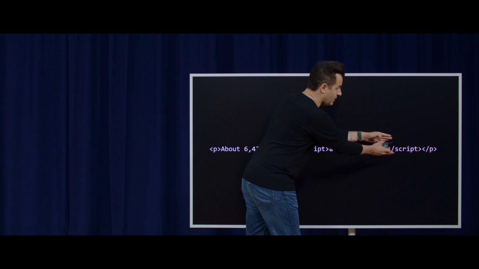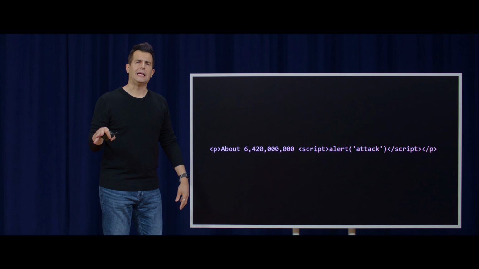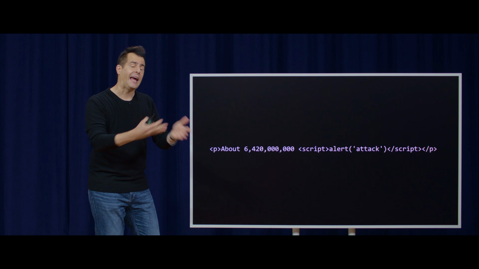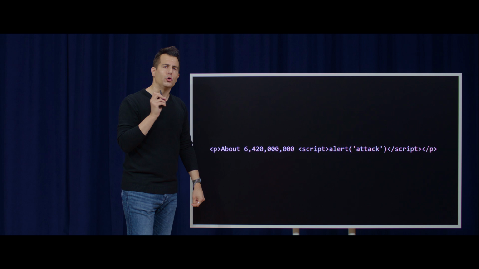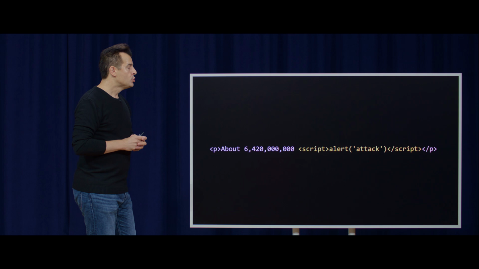So if Google is just blindly copying and pasting what I, the human, am typing in, I might trick Google into rendering HTML that Google did not intend. And the side effect in this case is that I see this alert, but really that's indicative of a potential exploit in Google's website if they were not detecting this on their own. So this is the code that's dangerous.